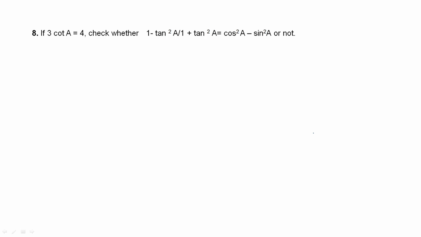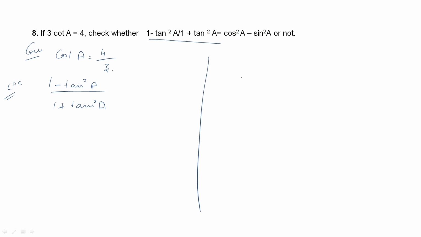So what we have to do, let us find out the left hand side separately and right hand side separately, and if both the values are the same, then it means it is true. Given is cot A is equal to 4 by 3. What we have to find? (1 minus tan square A) by (1 plus tan square A) is on the left hand side. This we will evaluate.